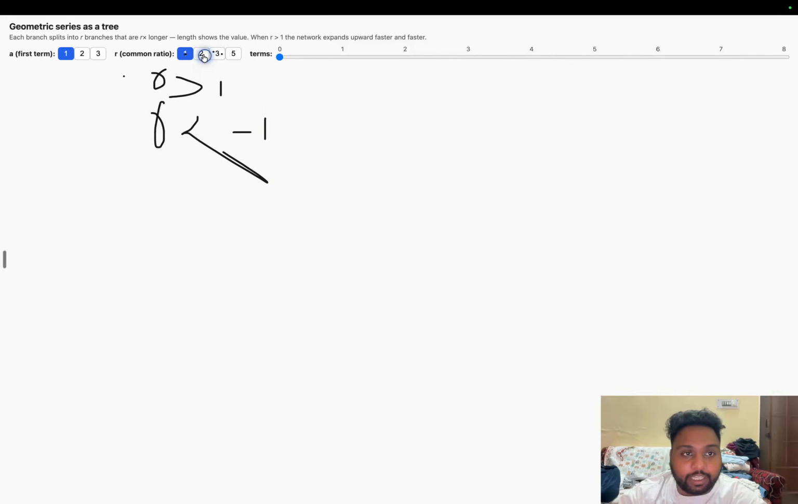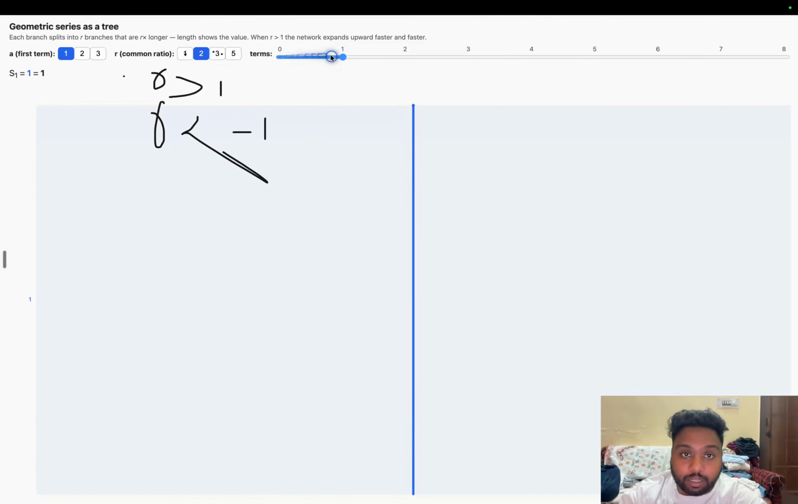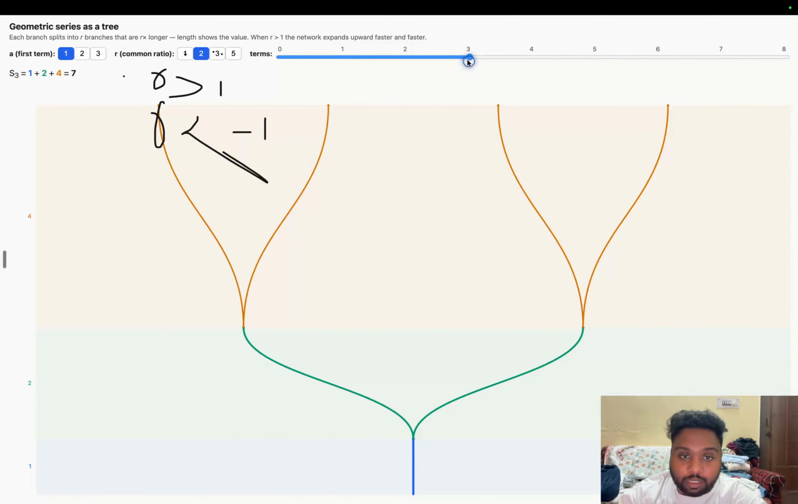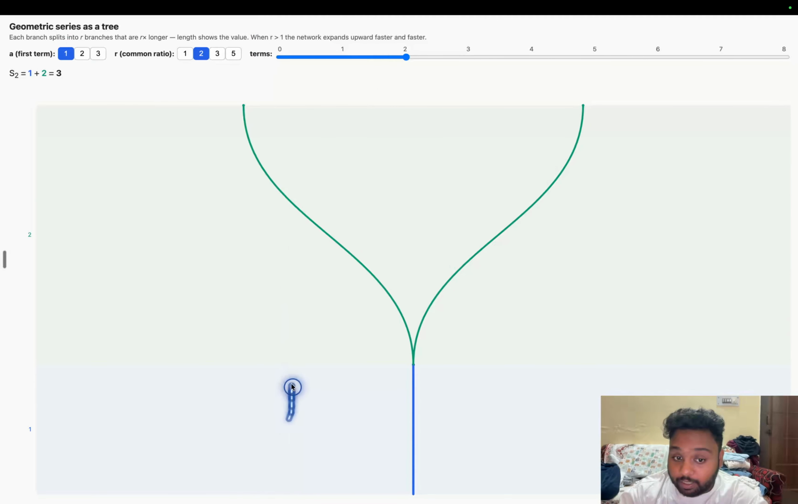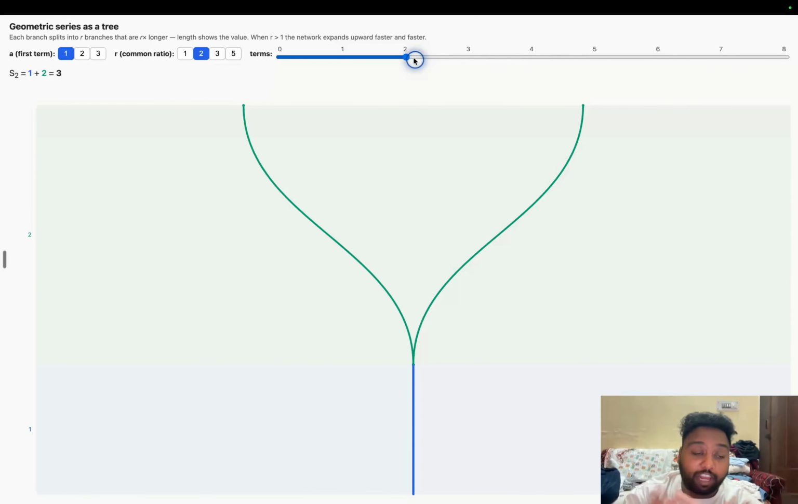Okay. Let's say my common ratio now is 2 and my starting term is still 1. Then what is my sequence going to be like? S of 1 is equal to 1. Then I will have 2, because 1 multiplied by 2 will be 2, and the total sum will be 3. But this is length 2, and this length is twice the length of this section. You see, the length of this height actually represents how big the value is.